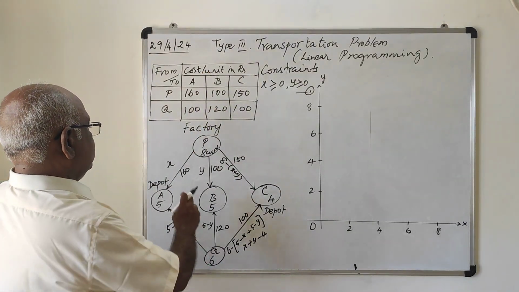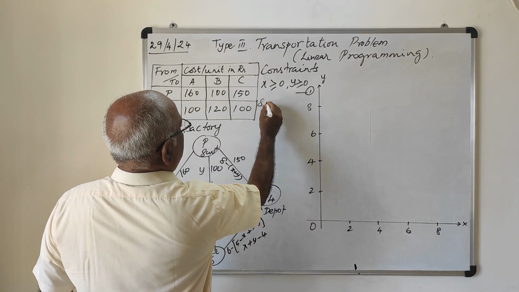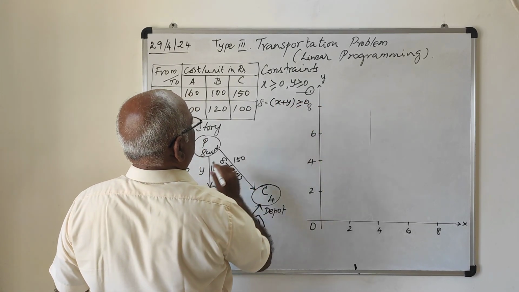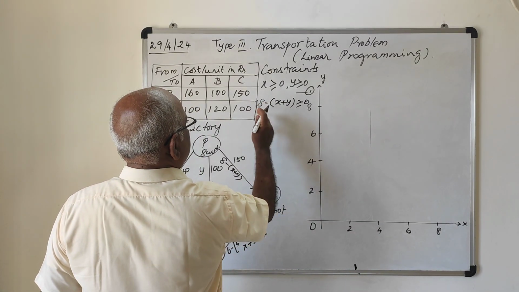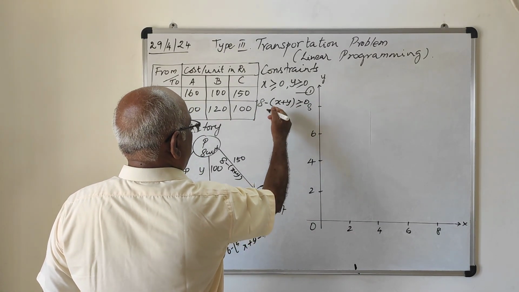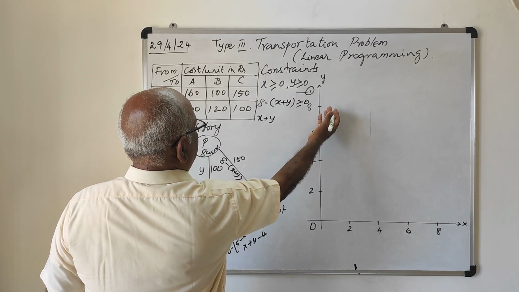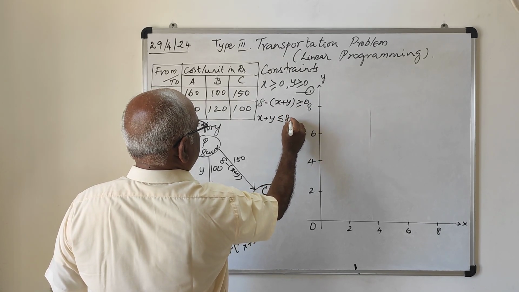So the constraints are x greater than or equal to 0, y greater than or equal to 0. Here 8 minus (x plus y) is greater than or equal to 0 because it is positive. Simplifying, x plus y is less than or equal to 8. This is constraint 2.